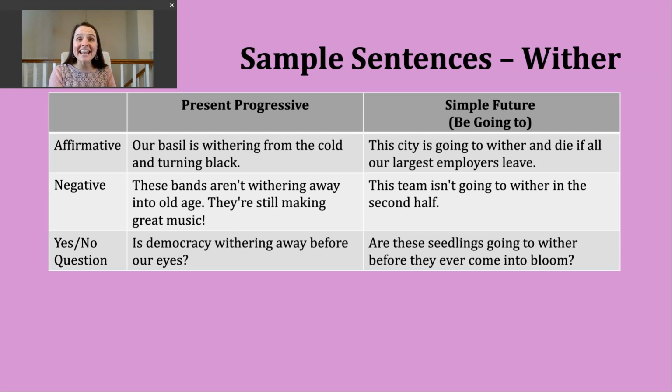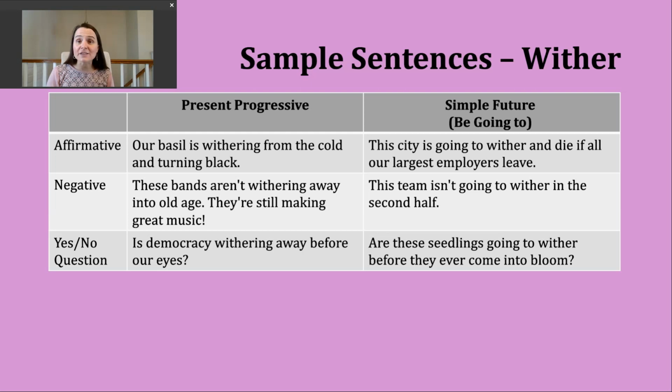If I want to make a negative simple future sentence, my structure will be to have my subject, then am, is, or are, based on what my subject is, then not, then going to, and the base verb. Another example, this team isn't going to wither in the second half. So I heard a sentence like this as I was watching some sports recently. An announcer was suggesting they're not going to fall apart. They're not going to decline. This team is too strong.